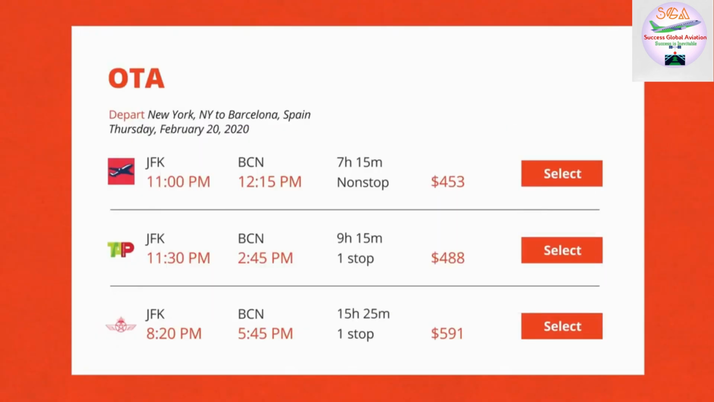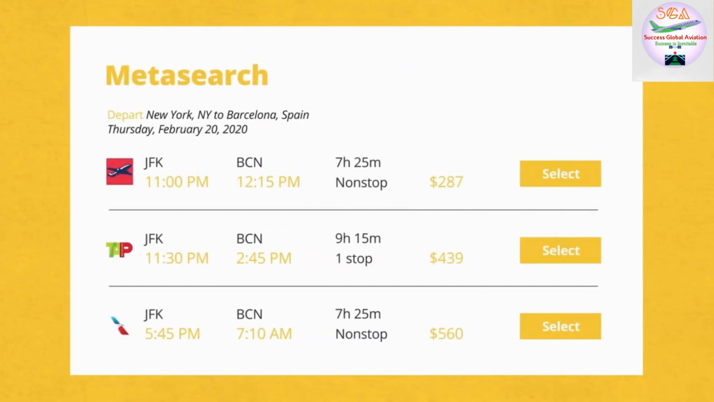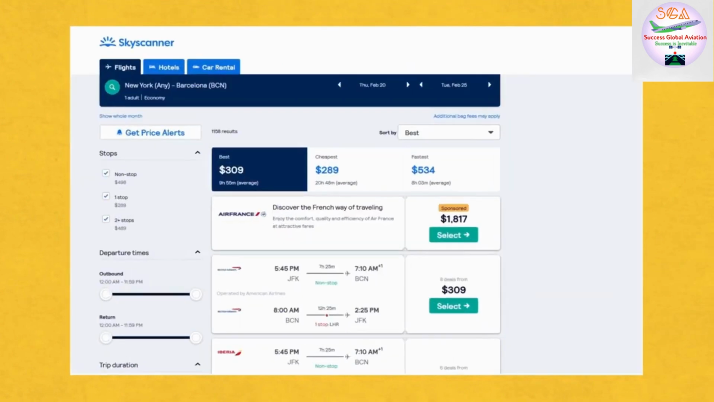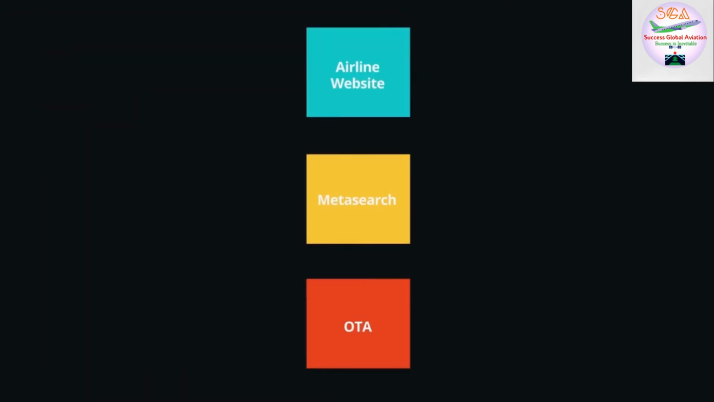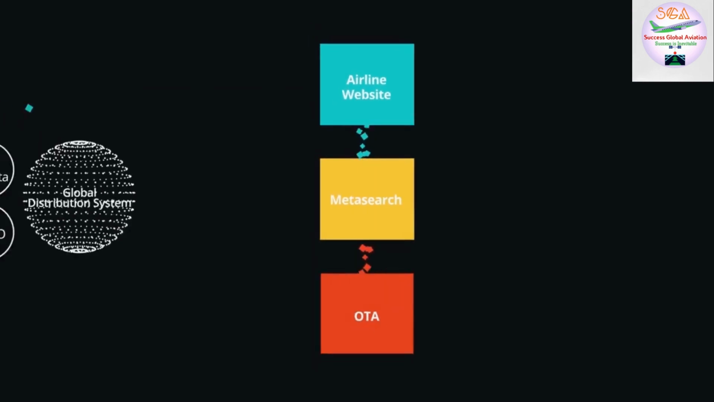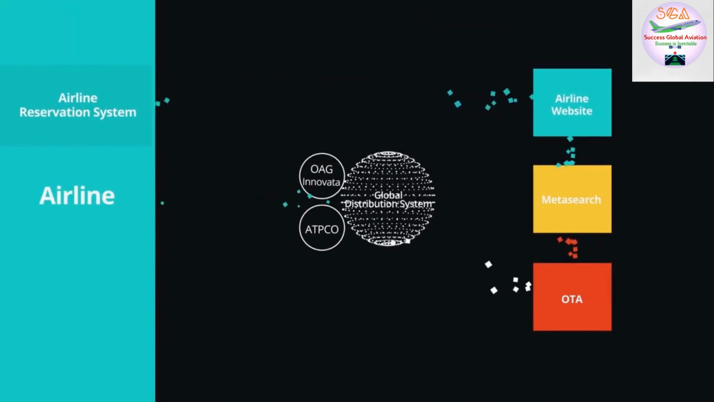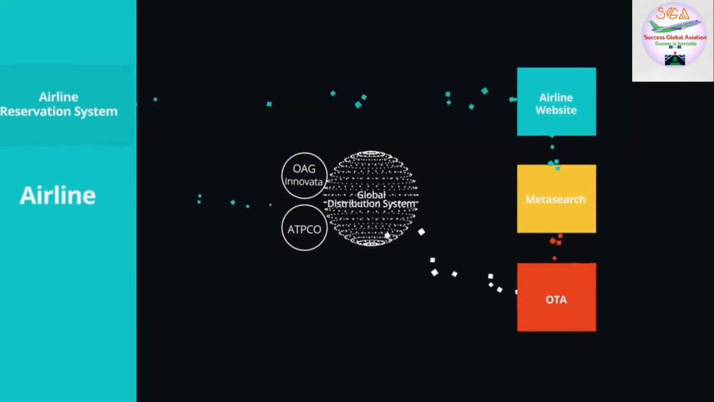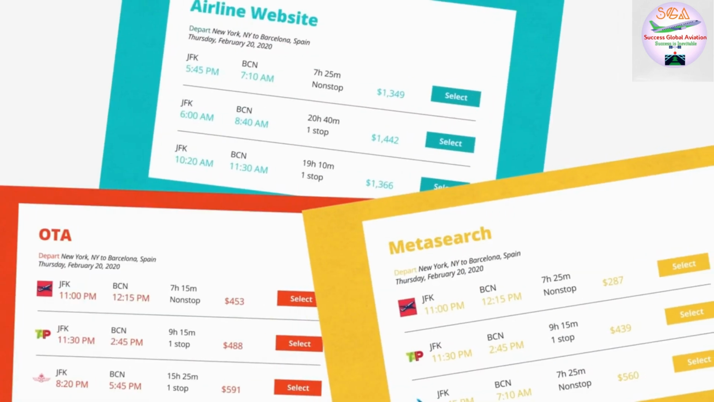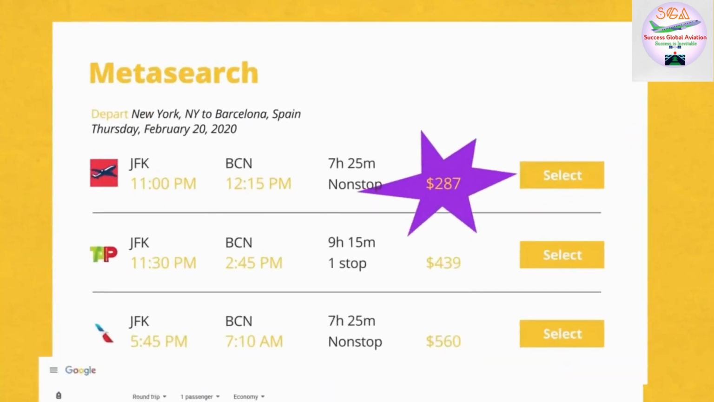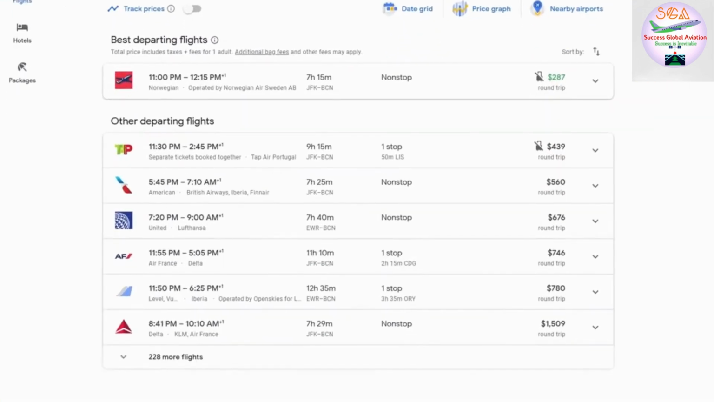In addition to OTAs, passengers have one more option: meta-search engines like Skyscanner or Google Flights. Meta-search engines extract information relevant to a passenger's query from numerous OTAs and airline websites. This way, they extend the coverage of flight deals and thus raise the chances of passengers to snap up the cheapest tickets. Neither Google Flights nor other meta-search engines sell tickets.